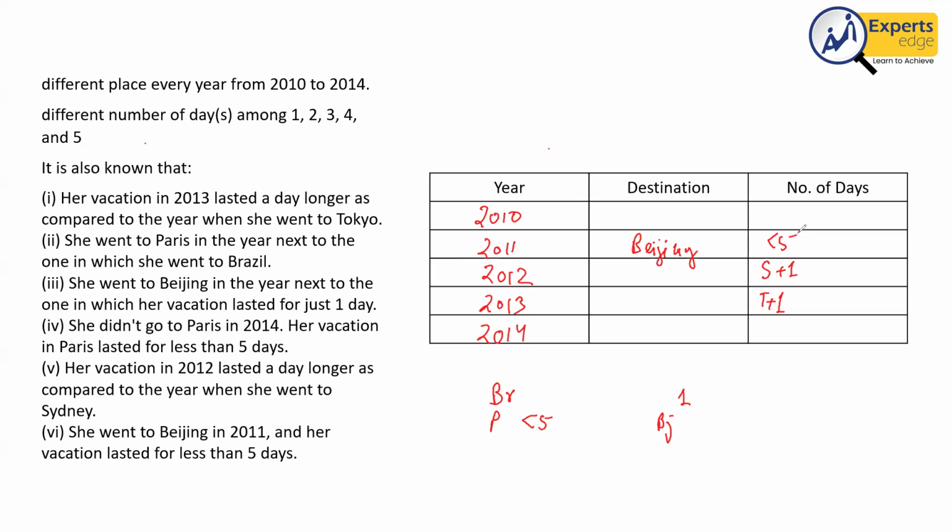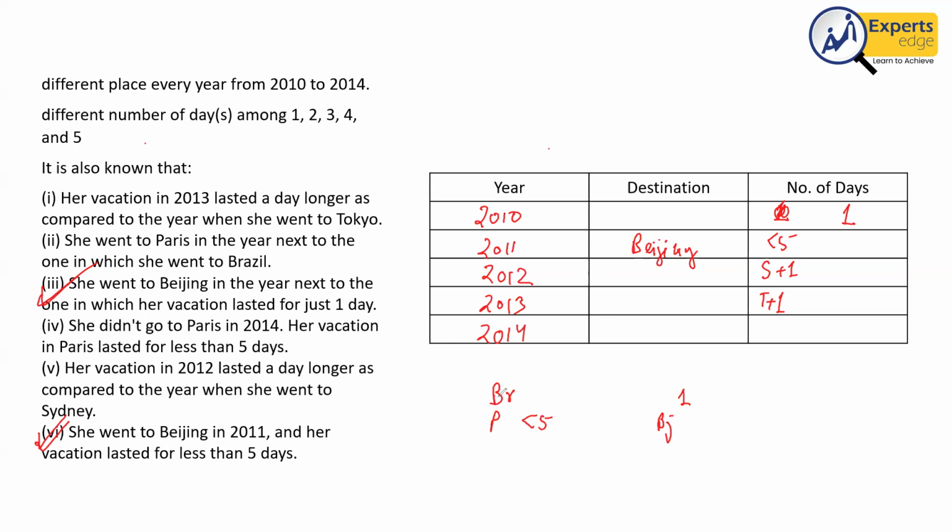Excellent. Now it is given that she went to Beijing in the year next to the one in which her vacation lasted for just 1 day. So before Beijing, the number of days will be 1 for sure. Fixed. Information 3 and 4 is used.